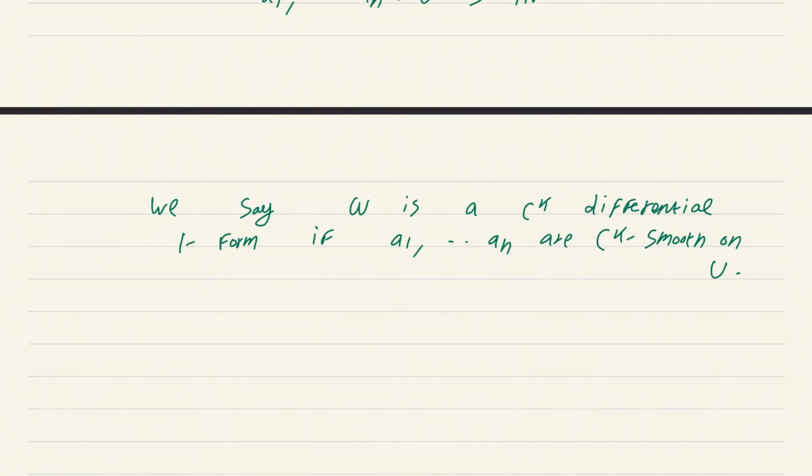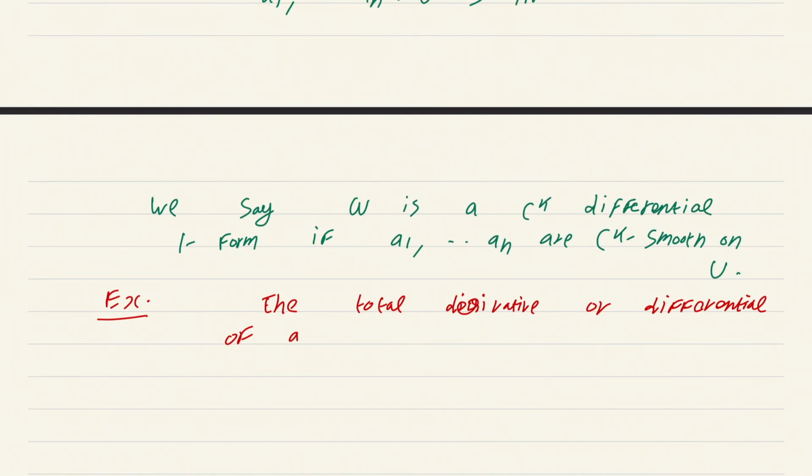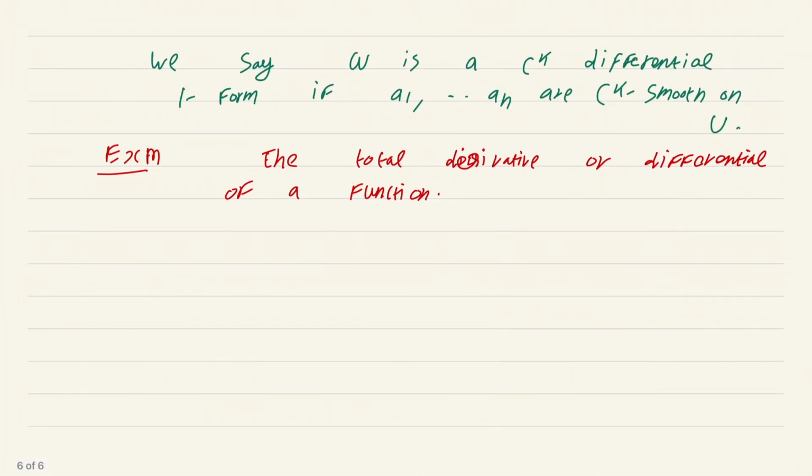Now, what are the examples of differential forms? Well, again, the most important example is the total derivative or total differential of a function. This is the most common example of a differential form.